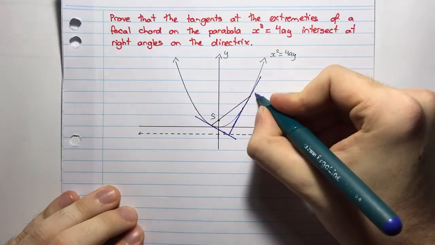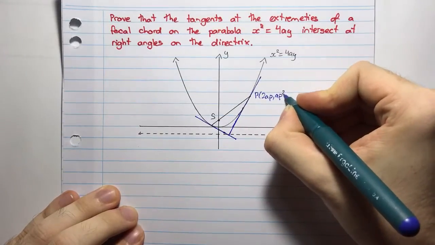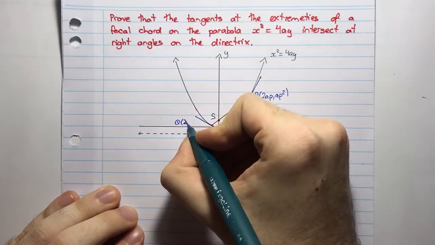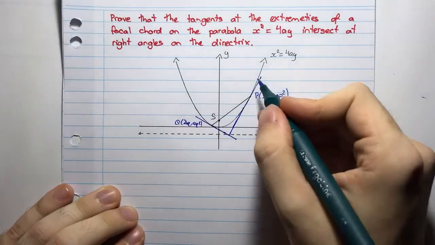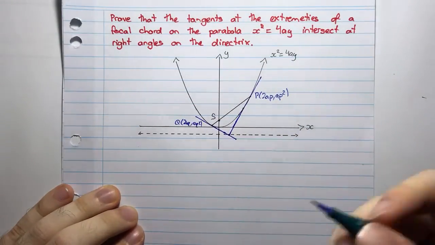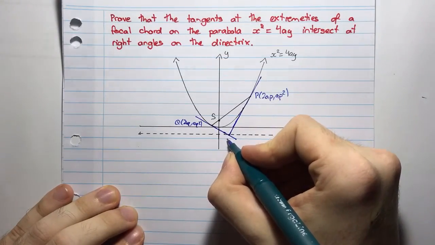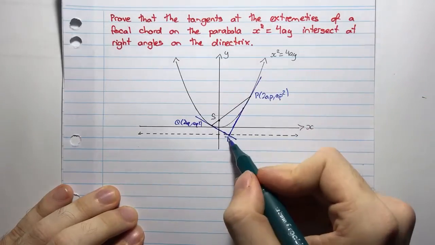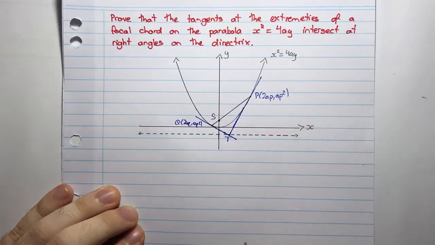Let's call the point here P, (2ap, ap squared), and then let this point be Q, (2aq, aq squared). And let's call the point at which they intersect, hopefully on the directrix, T, and we need to show that T is on the directrix and that this angle in here is 90 degrees.